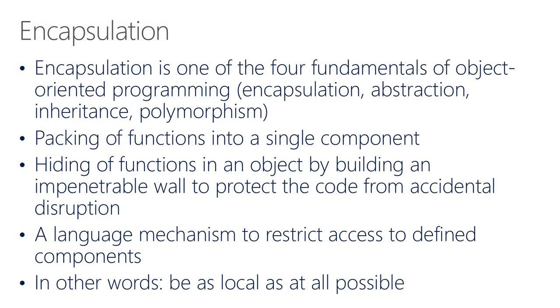Encapsulation is one of the 4 fundamentals of object-oriented programming, along with abstraction, inheritance, and polymorphism. It is all about packing functions which belong to one method into a single component. Doing so, you hide these functions within an object, thus building an impenetrable wall to protect the code from accidental disruption. So, encapsulation is a language mechanism to restrict access to a number of defined components. A more trivial way of putting it would be as local as possible at all times.